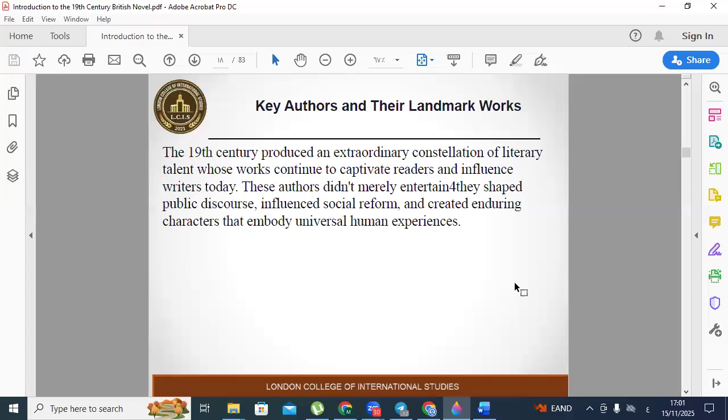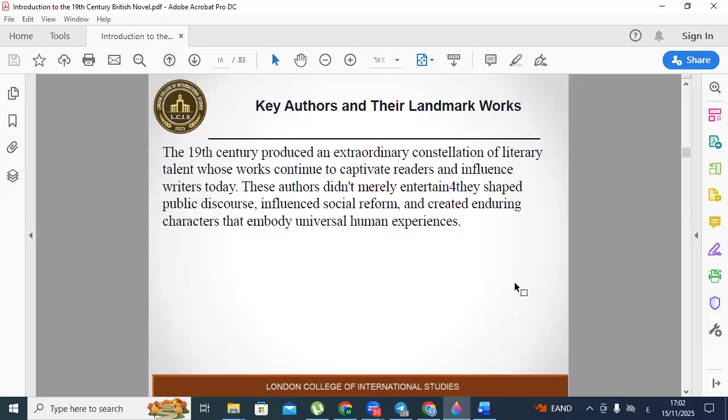These weren't isolated artists working independently. They knew each other, read each other's work, influenced each other, and engaged in literary debates about the novel's purpose and techniques. They published in the same magazines, worked with the same publishers, and competed for the same readers. They also responded to the same historical forces we've discussed: industrialization, urbanization, social reform movements, imperial expansion. Their novels reflected these forces in different ways, offering various perspectives on Victorian society.